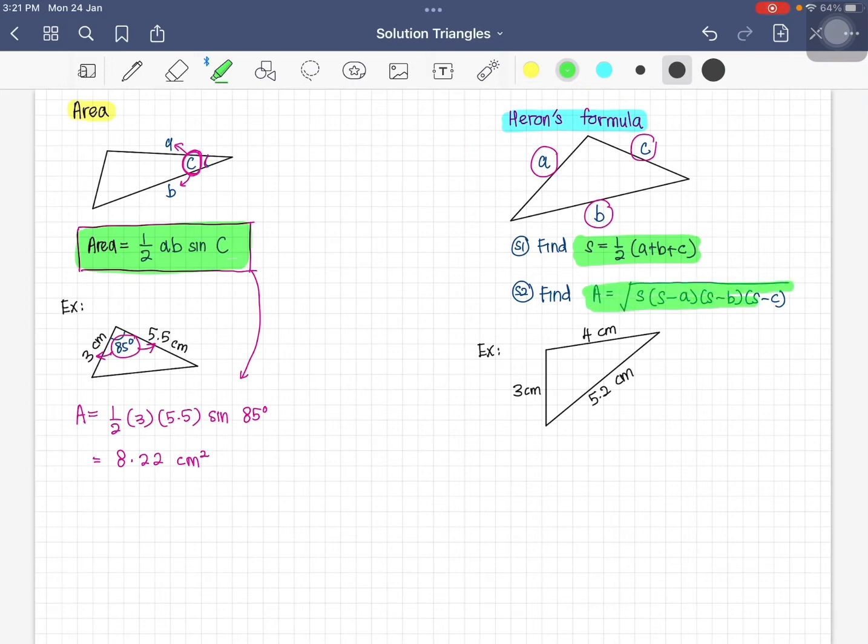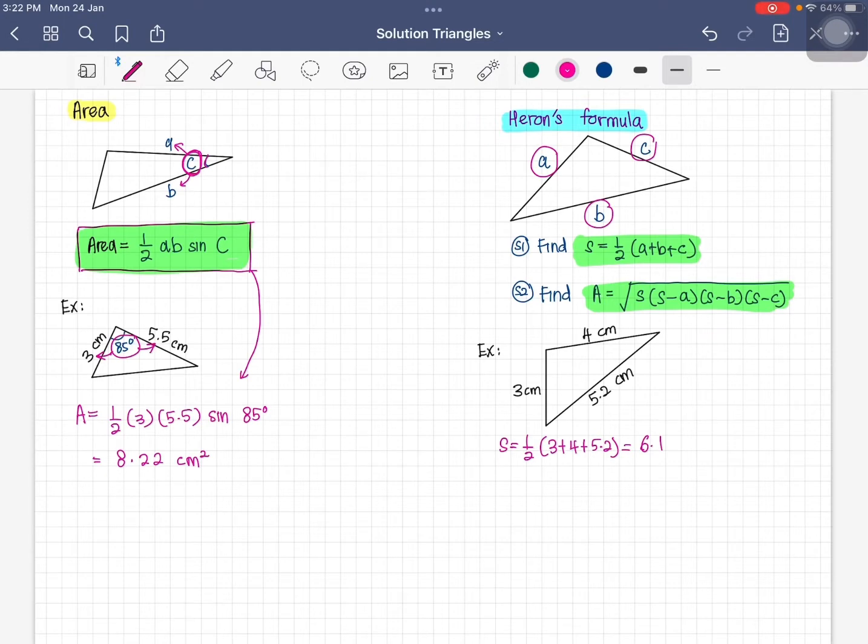To illustrate this formula, let's look at this example. Suppose we have these three lengths: 3, 4, and 5.2. Of course, we have to find s first. So s should be half of 3 plus 4 plus 5.2, divided by 2, which should be 6.1. So my s is now 6.1.